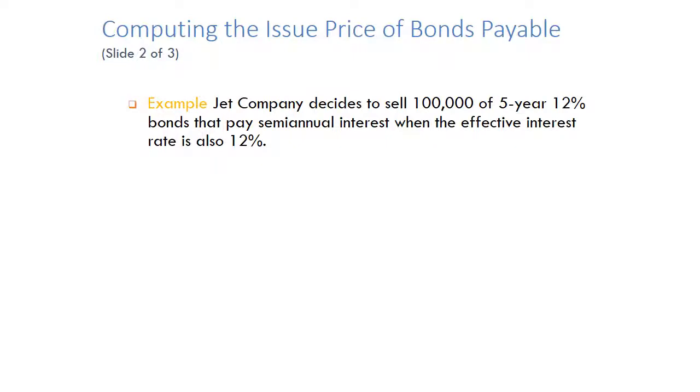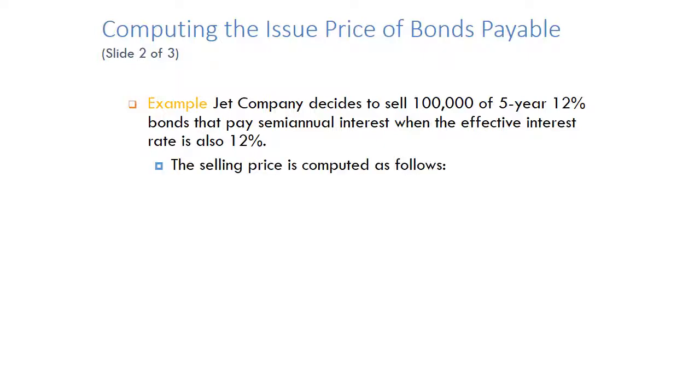Take an example. Jet company decides to sell 100,000 of 5-year bonds, so there's your maturity date, 5 years, at 12%, paying interest semi-annually at 12%. So that's 6,000 every 6 months, 100,000 face times 12% times 1/2. And the effective or market rate of interest is also 12%.